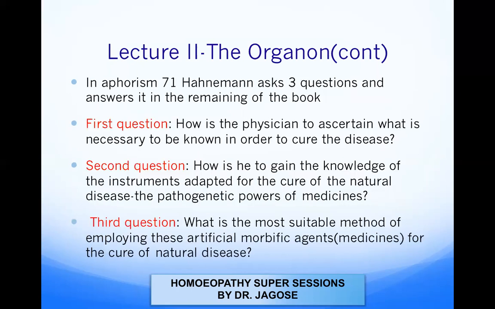In aphorism 71, Hahnemann asks 3 questions and answers them in the remaining part of the book. The first question is, how is the physician to ascertain what is necessary to be known in order to cure the disease? Second question, how is he to gain the knowledge of the instruments adapted for the cure of the natural disease, that is the pathogenetic power of medicines? And the third question, what is the most suitable method of employing these artificial morbific agents, that is the medicines, for the cure of natural disease? So now let us see the answers to these questions.